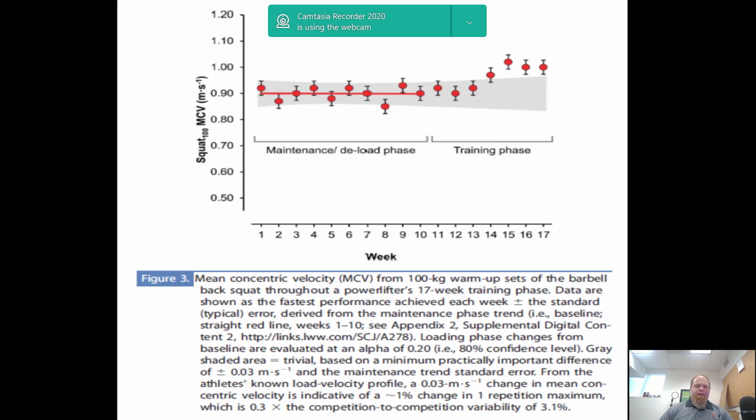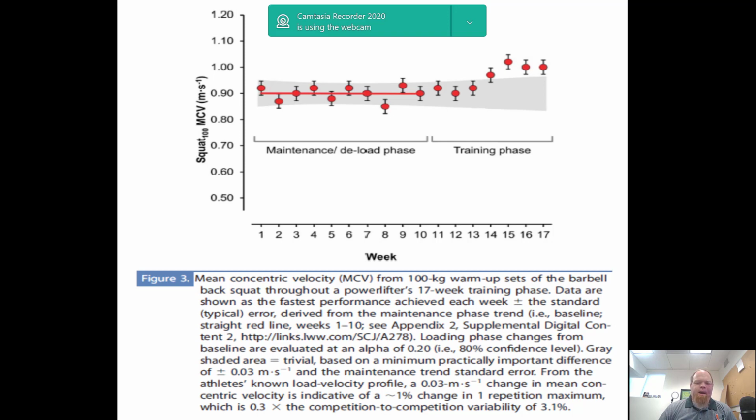Now this is an example of how to monitor and pay attention to your training adaptations. So what we see is the red dots indicate the estimated 1RM, and we could look at the velocity on the side because that's all that it is. Now we can see that for the first 10 weeks of a maintenance phase, our estimated 1RM stayed pretty close to that line. It stayed pretty consistent.